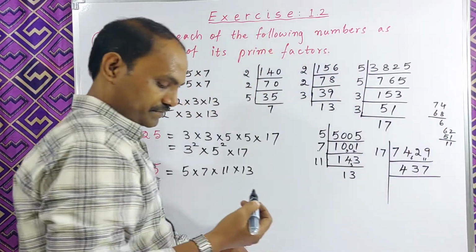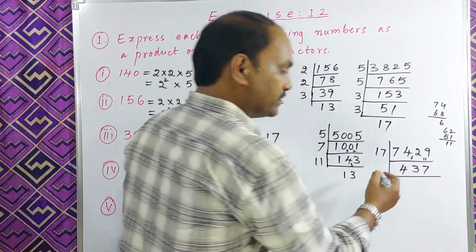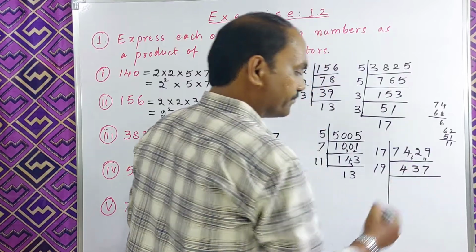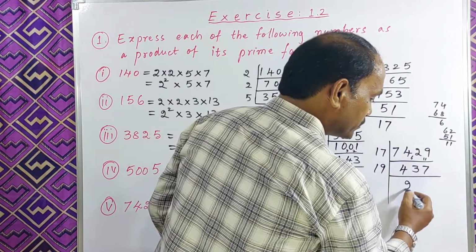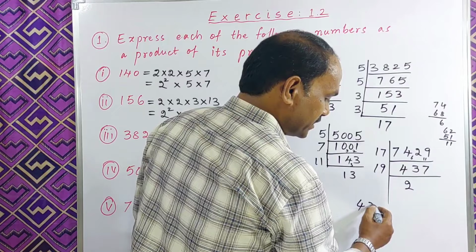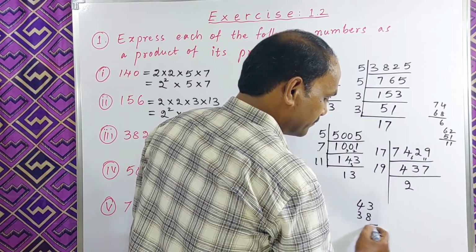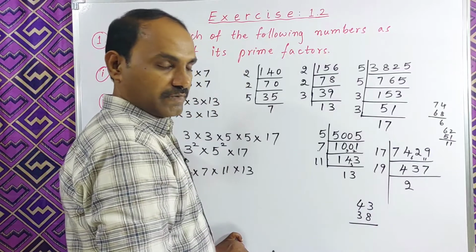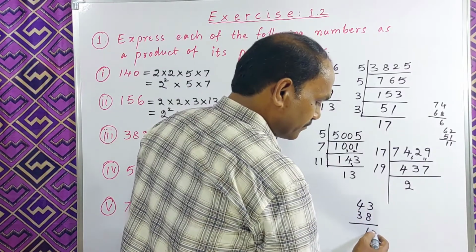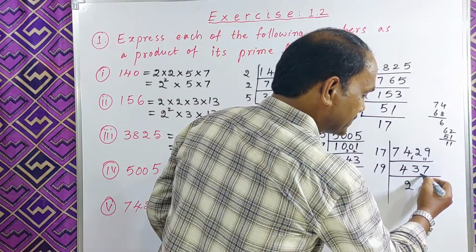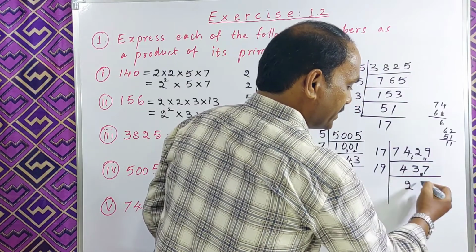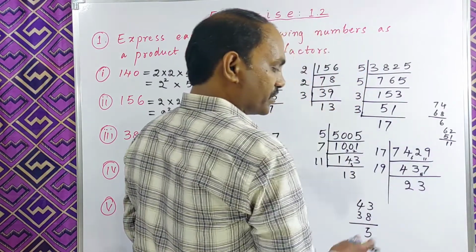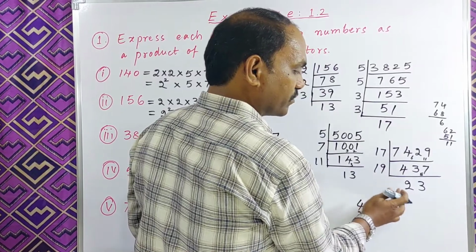Next, it is divisible by 19 only. Here 19 twos are 38. 43 minus 38, here 13 minus 8 is 5. So 5, 57 is there. So 19 threes. No need to do more here, 23 ones.